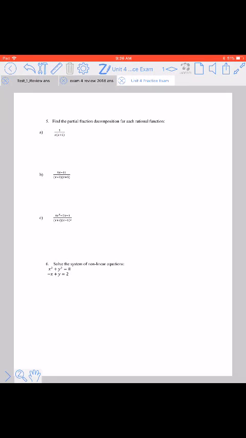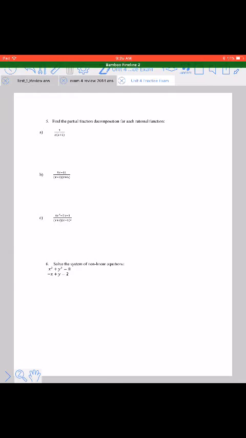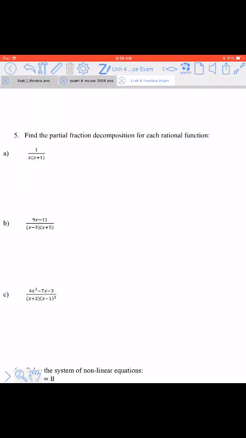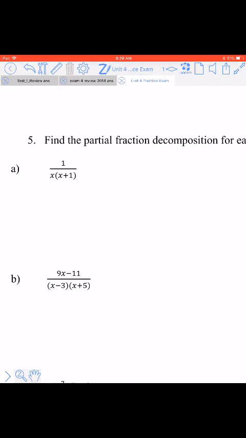All right, question 5. These are still from section 5.3, but now we're actually finding the partial fraction decomposition, the whole thing. We're not just stopping at the form. We've got to solve for those values of a, b, and c, and so on. So for part A, it's already factored for us. Since I have two factors there, I know I'm going to have two partial fractions, a over x plus b over x plus 1.